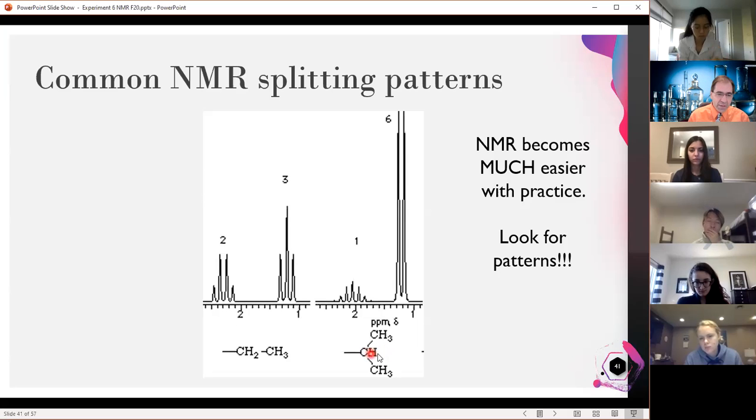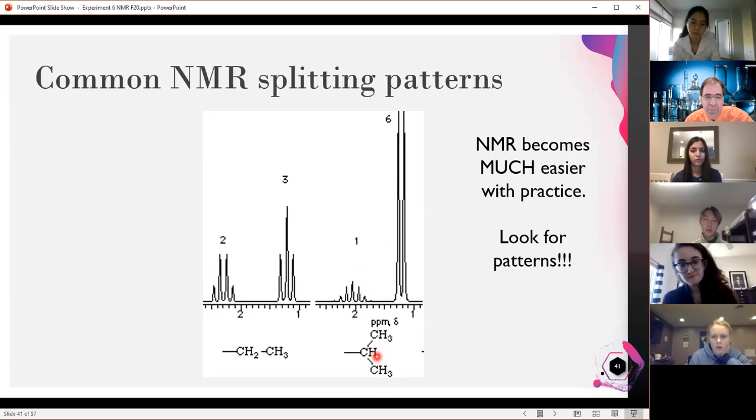But then this one little proton in the middle, it integrates to 1, but it has 6 nearest neighbors. So it should be a septet. 1, 2, 3, 4, 5, 6, 7. On these multiplets, these little ones on the outside sometimes are hard to see, but we're going to try to look. So if you see this quartet triplet with integration 2, 3, you probably have an ethyl. If you see this septet doublet, you probably have this group here. So that's what I mean by looking for patterns.